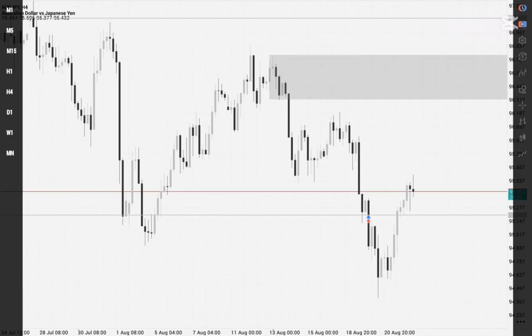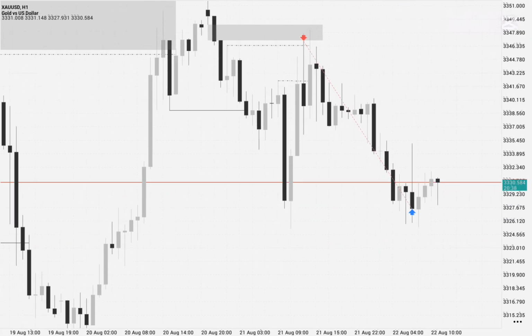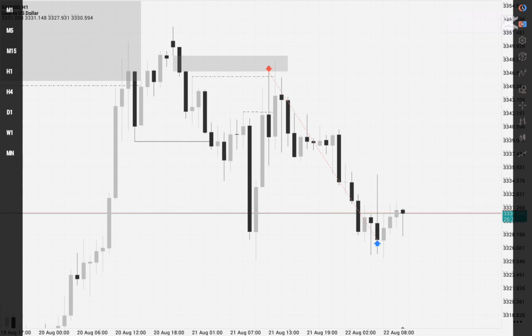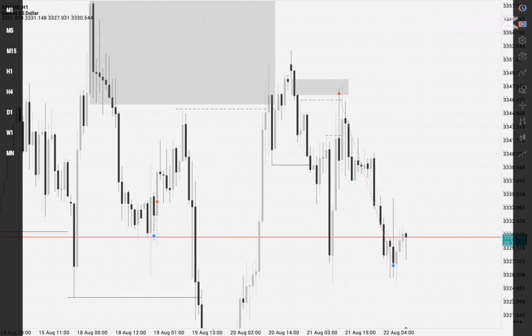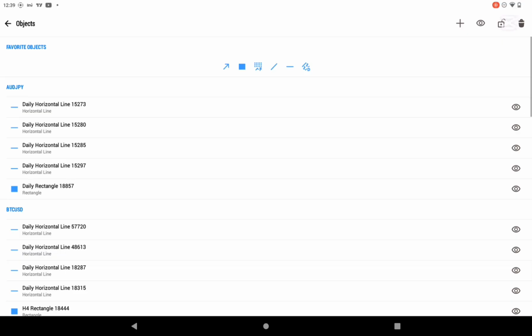Now, back to the main pair for the day, which is gold. So, I took the setup. Let me clear my chart to show you guys how exactly I did it.